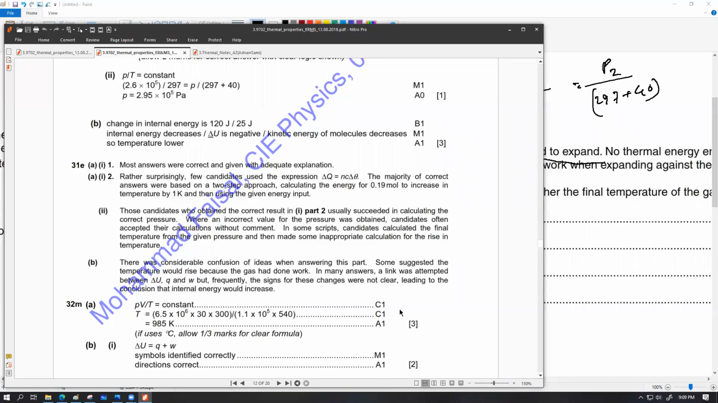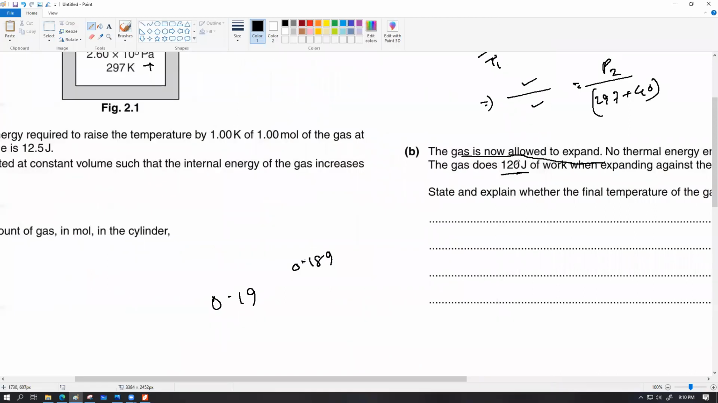Sir, I understood that, but I am not understanding the first thing about the 120 joule. Sir, why do we have to write the 120 part? It said the change in internal energy is 120 joule. This change is actually the work done. The gas is now allowed to do this much work on the atmosphere, which means 120 joule of the energy is actually leaving from inside the gas, right? Because this much work is being done on the atmosphere.